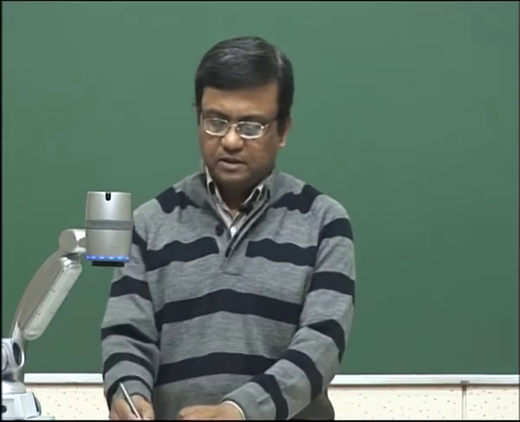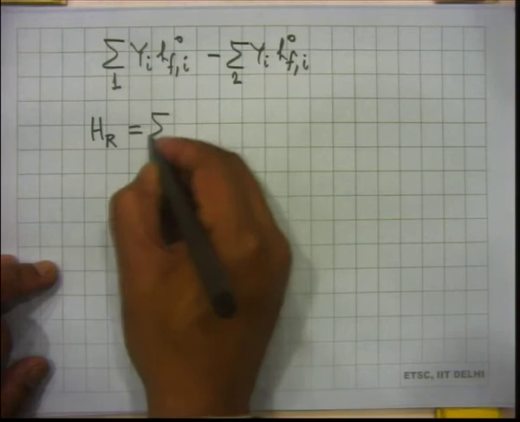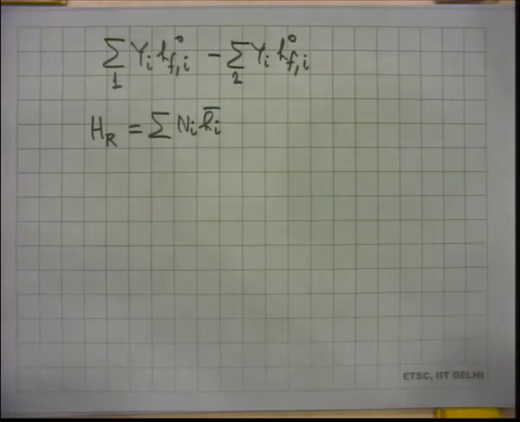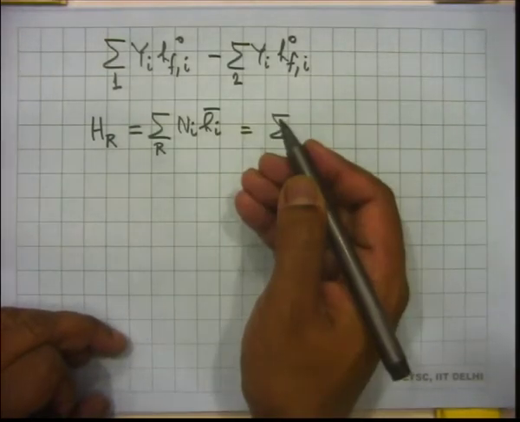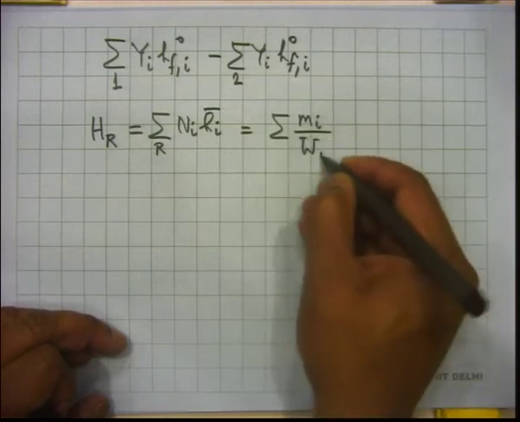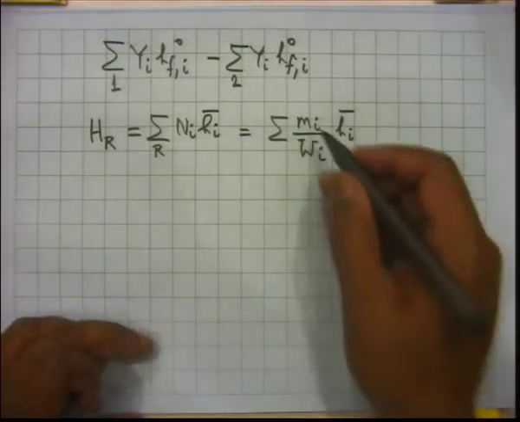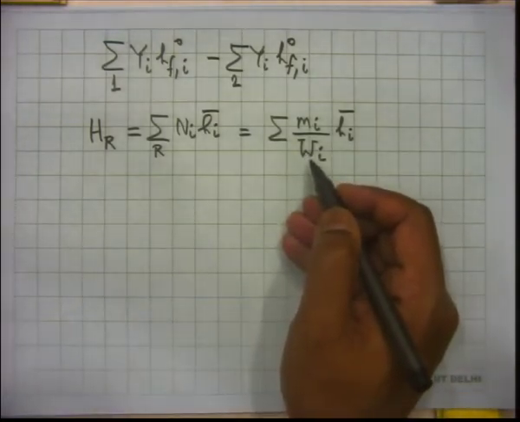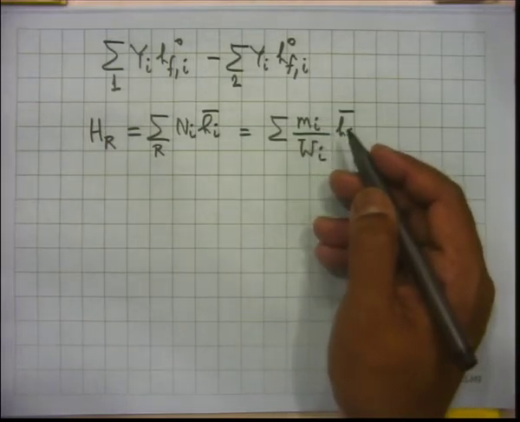But what was heat of combustion? Let us say heat of combustion has HR, right, and HR is summation Ni Hi bar. Okay, we defined that this is for the reactants, and this is summation. So capital Ni is the number of moles of the ith species. So this is also Mi by Wi into Hi bar. So Mi is the mass of the ith species. In a mixture, the mass of the ith species is Mi. Okay, Wi is the molecular weight of the ith species. So Mi by Wi is Ni, the number of moles of the ith species.